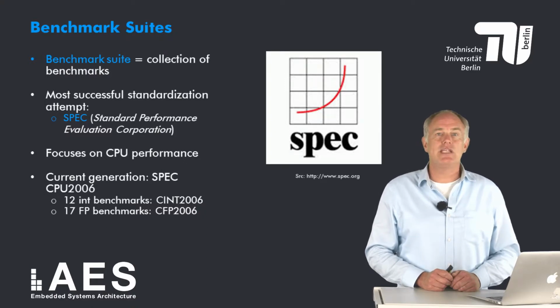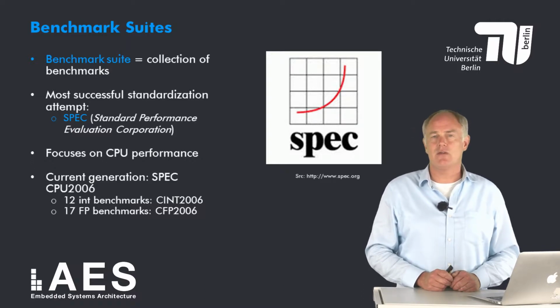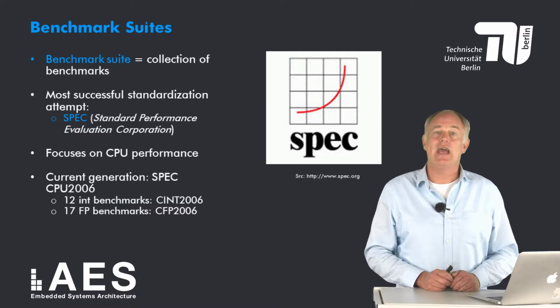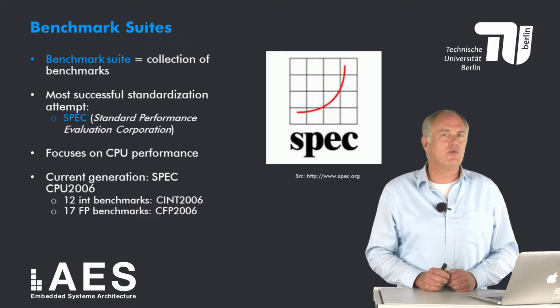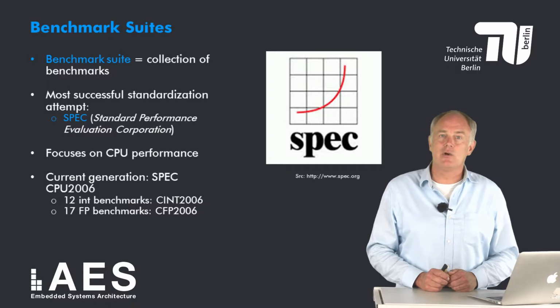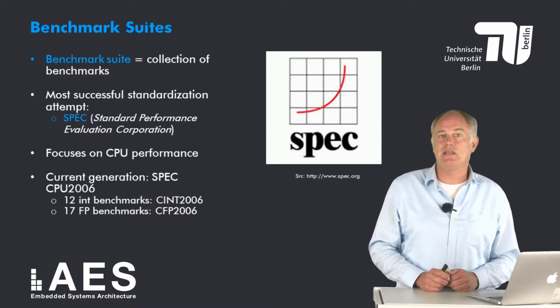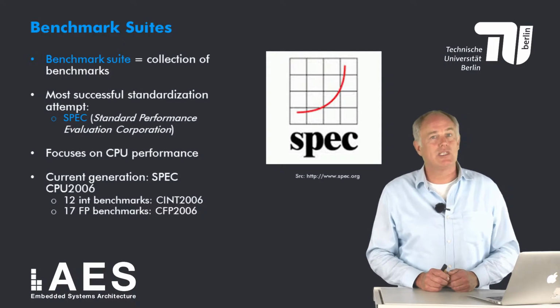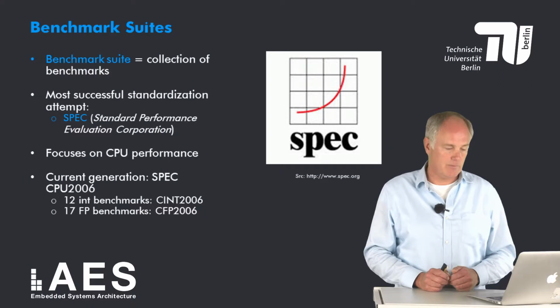The current generation of the suite is SPEC CPU 2006. It consists of 12 integer benchmarks, CINT 2006, and 17 floating point benchmarks, CFP 2006. The current generation is already quite old, from 2006, but SPEC is currently looking for applications that could be used in the next CPU-intensive benchmark suite, which is currently codenamed SPEC CPU V6.